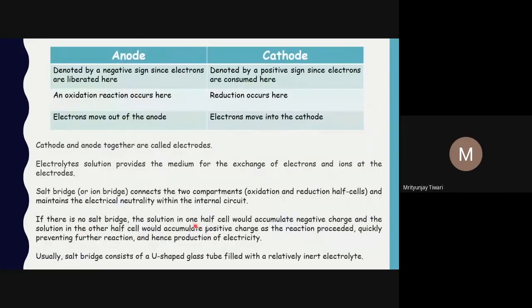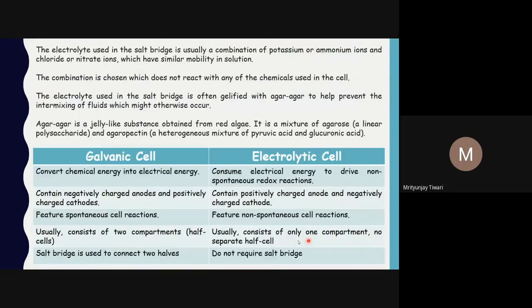So without a salt bridge, the solution in one half cell would accumulate negative charge, and the solution in the other half cell would accumulate positive charge as the reaction proceeds, quickly preventing further reactions and hence the production of electricity. Usually a salt bridge consists of a U-shaped glass tube filled with a relatively inert electrolyte. I think these things we will see in our coming class. Next class, I'll start from here.